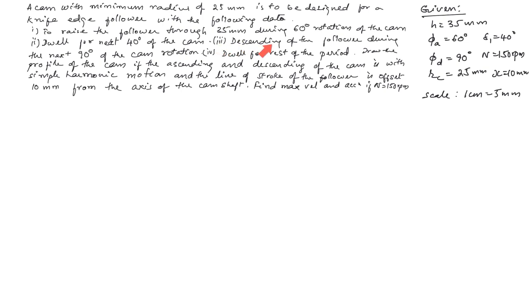Third point is descending of the follower during the next 90 degrees of the cam rotation. So after the 40 degrees dwell, for the next 90 degrees rotation of the cam, the follower must descend. And then dwell for the rest of the period. For the remaining out of the 360 degrees, the follower must be at rest or dwell.